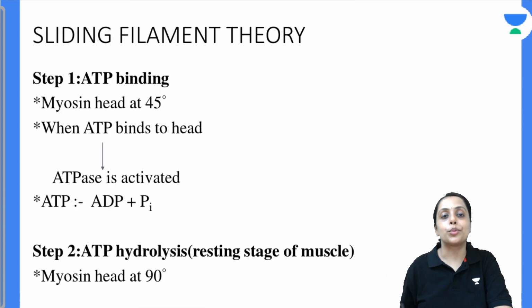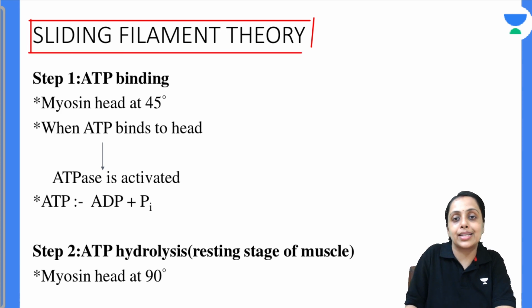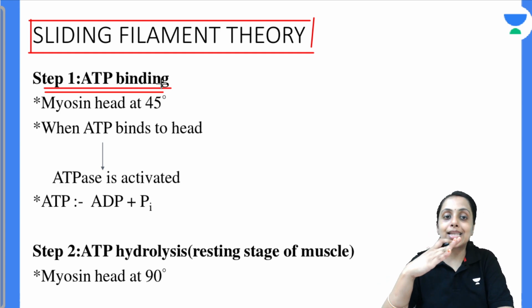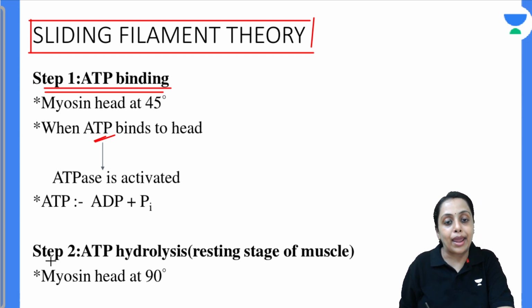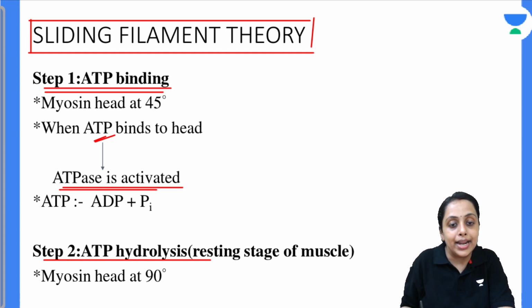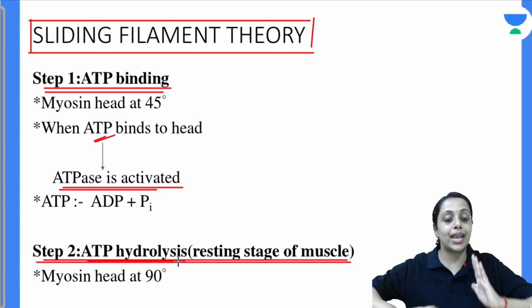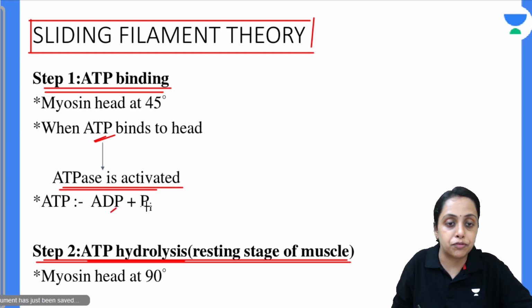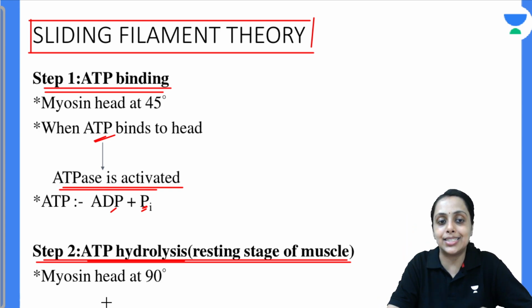This is clear. So moving further, now coming to the details of our sliding filament theory. It consists of various steps. In the first step, what happens? ATP binding is there. Normally the myosin head is at 45 degrees. When ATP binds to its head, the next step starts, ATPase activity starts, and that leads to ATP hydrolysis. Okay, in the resting stage of muscle, our ATP hydrolysis happens, and as soon as ATP is hydrolyzed, ADP and phosphate will be formed, and this myosin head turns from 45 degrees to 90 degrees.